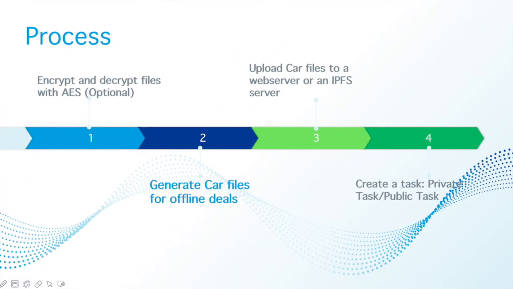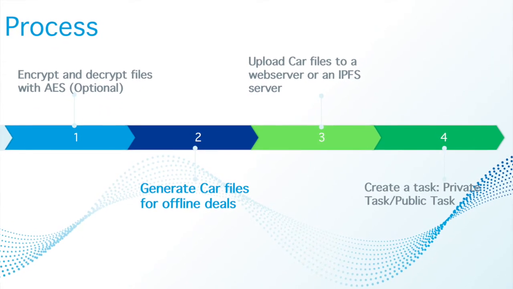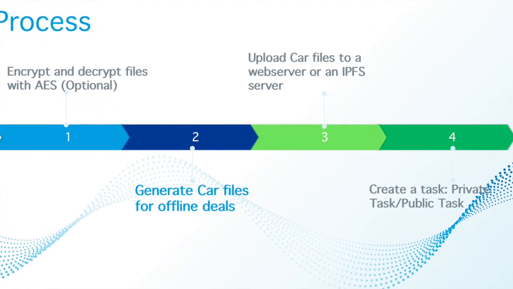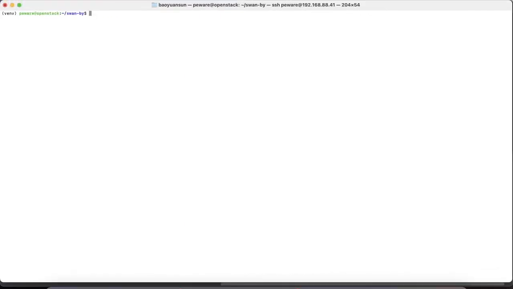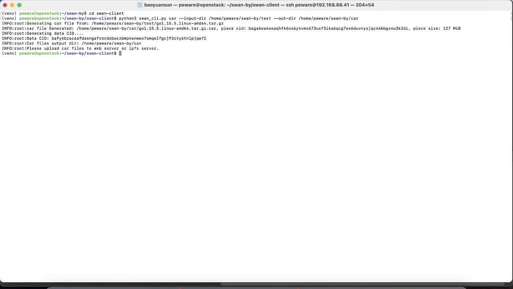Next, we can officially start the process of sending deals offline by generating CAR files. You could do this with or without Lotus. First, I'll show you the option with Lotus. Enter the FilSwan client folder, then paste the command and define the input and output directories. Note here the input and output directories should only be in the absolute path format. The output directory can also be specified in the config file. In my case, I created a CAR folder for CAR files.